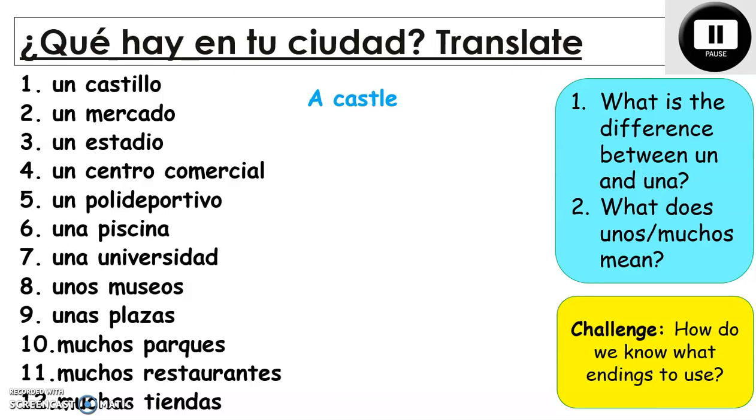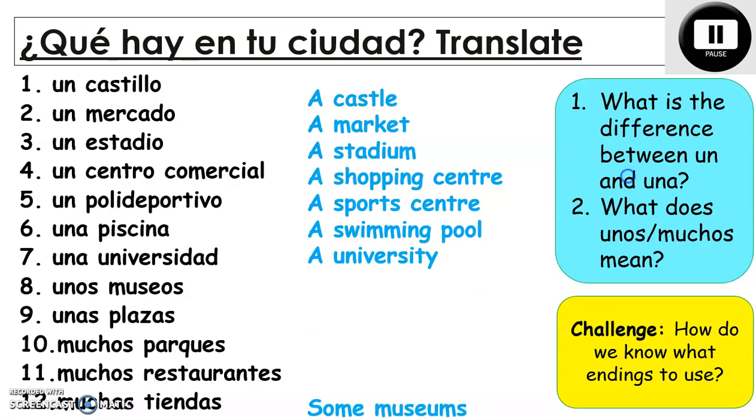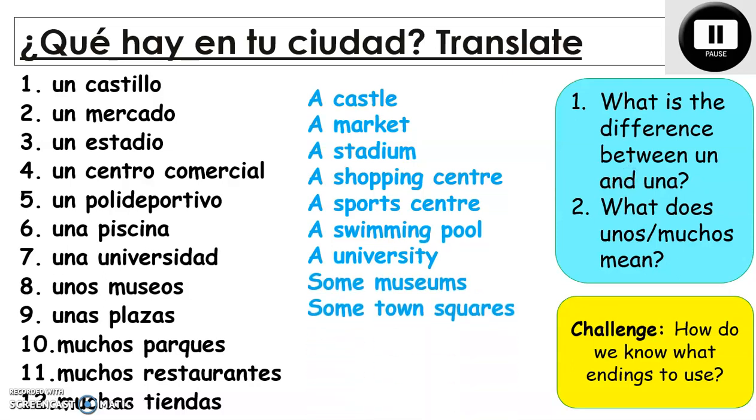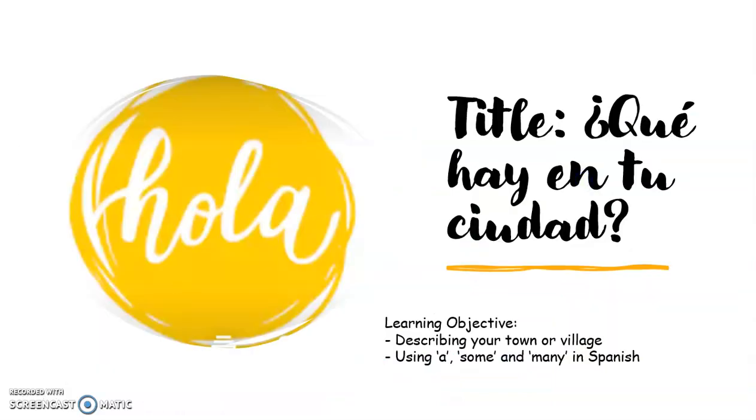Okay, so we got a castle, a market, stadium, a shopping centre, a sports centre, a swimming pool, a university, some museums, some town squares, lots of parks, lots of restaurants, lots of shops. Please mark yourself out of 12. Okay, so ¿qué hay en tu ciudad?